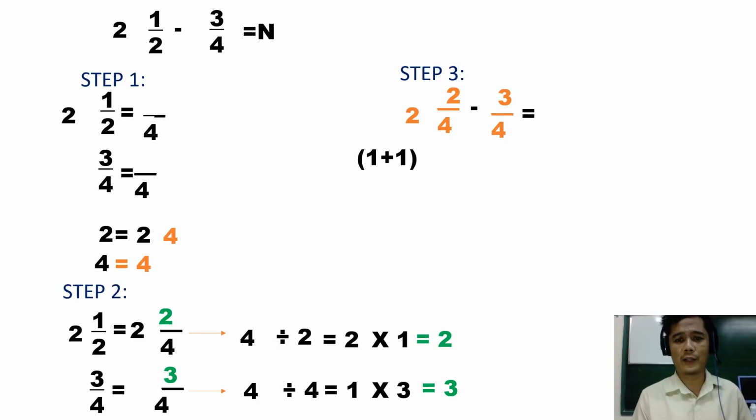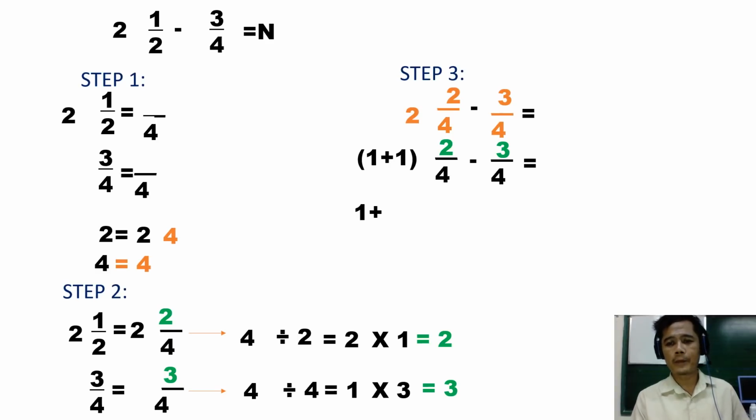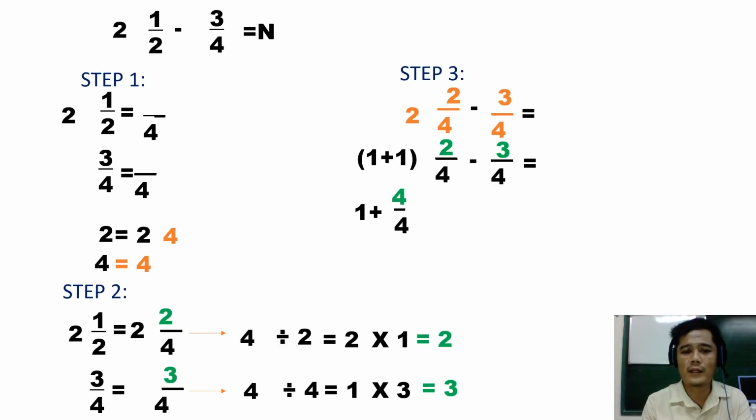So, paano siya? Yan po. 1 plus 1. So, 1 plus 1 equals 2. Then, bring down 2/4 and 3/4. Then, next, bring down 1. At yung isang 1 na natitira, ay gagawin natin ng fraction. Same denominator and numerator is always equal to 1. So, magbe-base tayo doon sa denominator natin dito sa given. So, 1 will become 4/4.